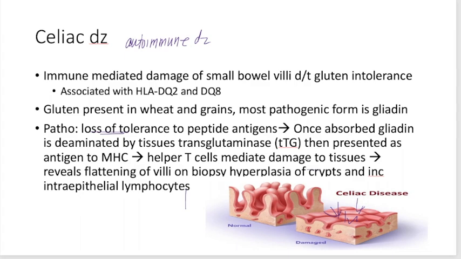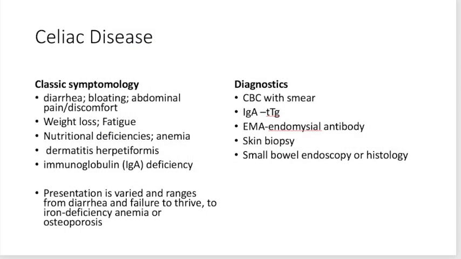Classic signs are diarrhea, bloating, abdominal pain, and discomfort, especially after eating anything with gluten. One of the first things you would do is a food restriction for the patient, to see if we can take out all gluten and see what happens. There is weight loss, fatigue, and nutritional deficiency because they're not absorbing, and anemia because you're going to have problems absorbing vitamins and iron.